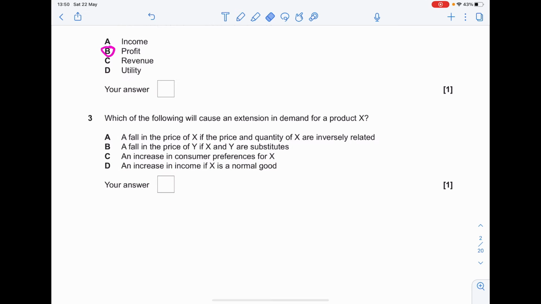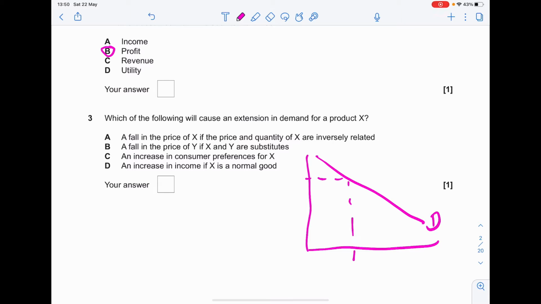About an extension in demand. So an extension in demand is a movement along the demand curve, down the demand curve, but showing an increase in the quantity. So a fall in the price of X if the price and quantity of X are inversely related. So this is an inverse relationship where one thing goes up, the other goes down.